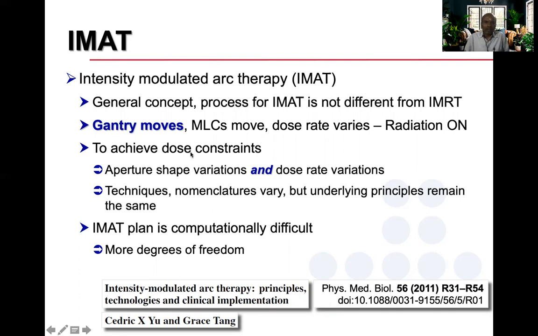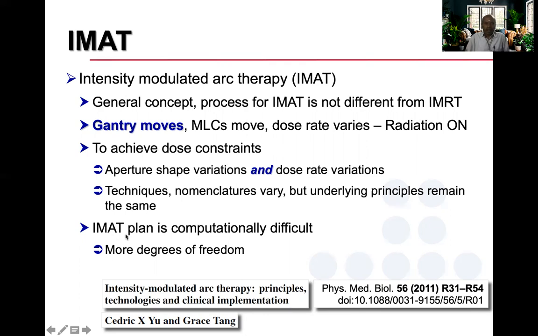And in order to achieve the dose constraints, the aperture shape variations are used. And in addition to aperture shape variation, dose rate is also varied. The techniques can differ, the nomenclatures can vary, but the underlying principles remain the same. That is, in order to achieve the dose constraints, the aperture shapes are varied and the dose rate is varied.